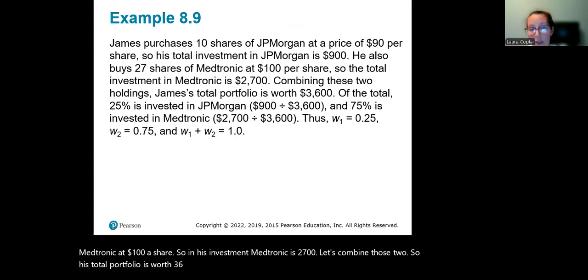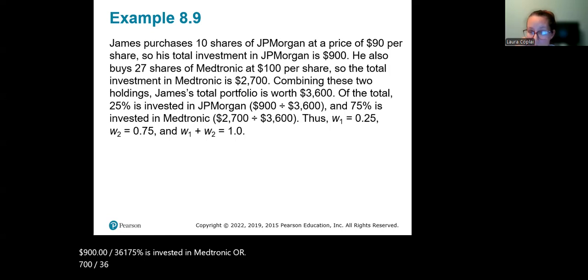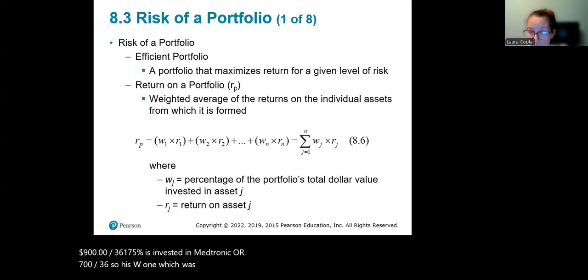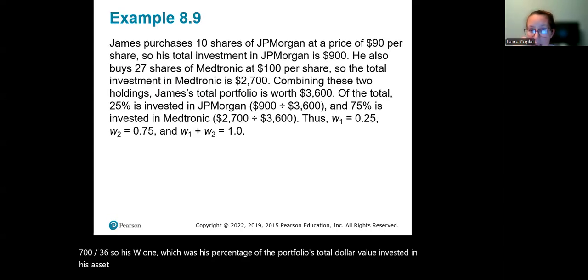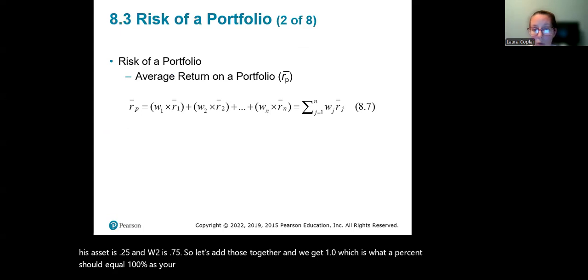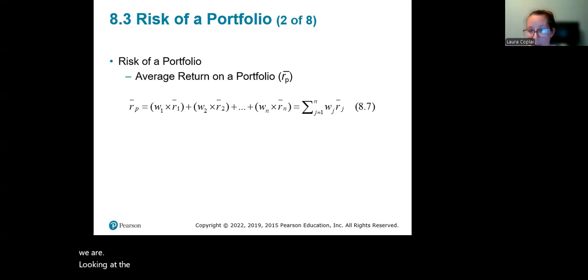And of the total, 25% is invested in JP Morgan, which is his $900 divided by 3,600, and 75% is invested in Medtronic, or 2,700 divided by 3,600. So his W1, which was his percentage of the portfolio's total dollar value invested in his asset, is 0.25, and W2 is 0.75. So let's add those together and we get 1.0, which is what a percent should equal, 100% as your portfolio. So here is that average return on a portfolio again. This one, we are looking at the return. So that's W times R.